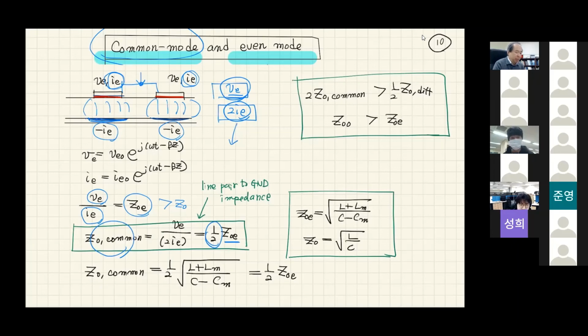동열 학생, 한번 얘기해 볼래요? 커먼 모드와 이븐 모드의 차이를? 예, 교수님. 이븐 모드 같은 경우에는 실질적으로 저희가 넣는 전류와 전압만이 보이게 되어서 저희가 잘 아는 전류 전압 관계의 수식으로만 보이게 되는데, 커먼 모드 같은 경우에는 라인 페어와 그라운드 사이의 임피던스가 보이기 때문에 라인 페어로 보게 되면 전류가 2배가 보이게 되고 전압은 똑같이 보이게 됩니다. 그렇게 됨으로써 커먼 모드는 이븐 모드의 절반의 임피던스가 보이는 것을 확인하였습니다.